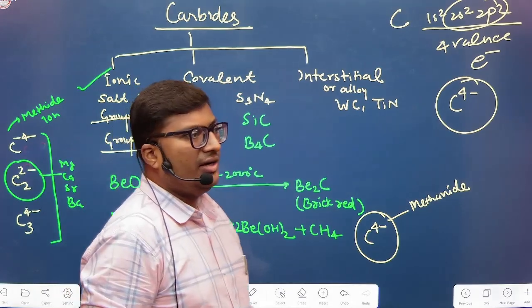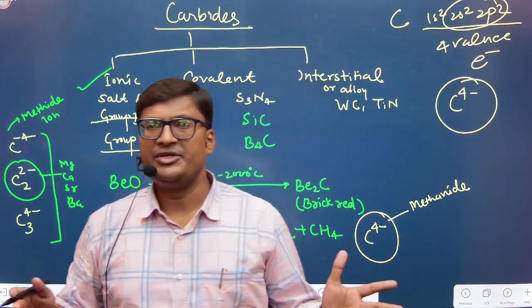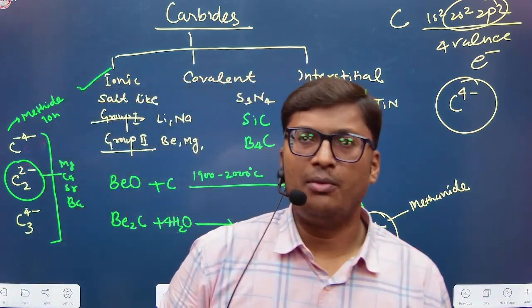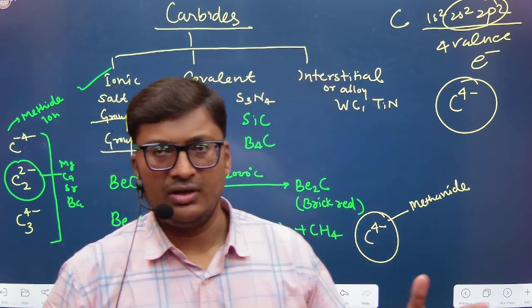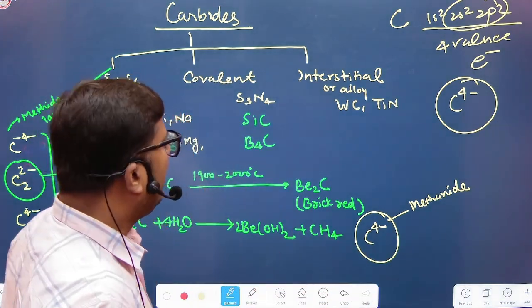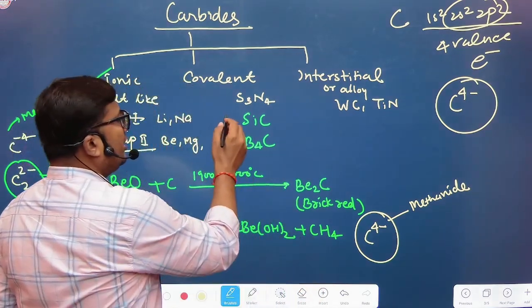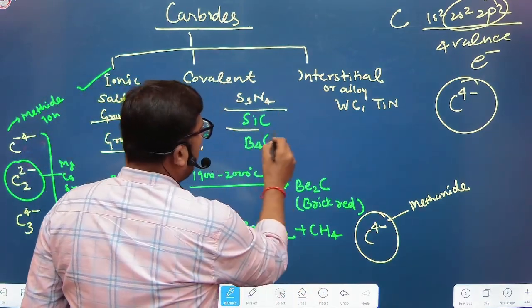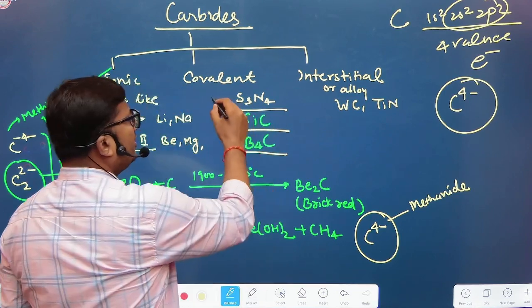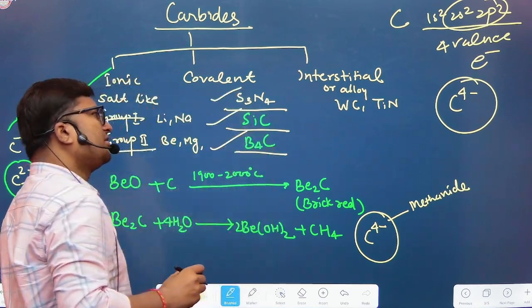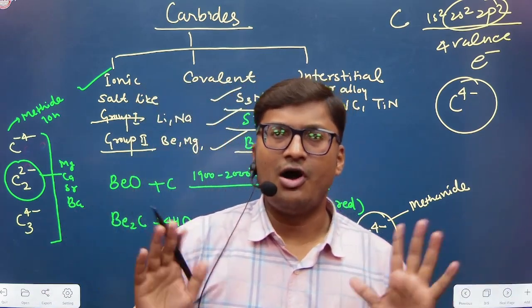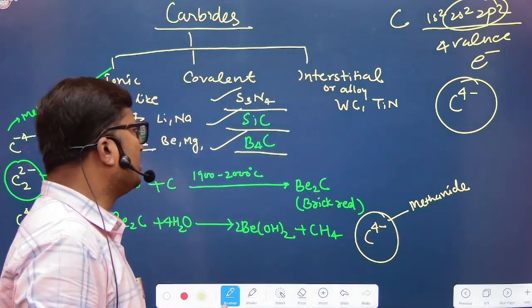Covalent carbides have sufficient covalent character. They form through the combination of two different non-metals. Examples are SiC, that is silicon carbide, boron carbide, and sulfur nitride, right? So these are the carbides which possess a network of covalent bonds as an expanded surface.